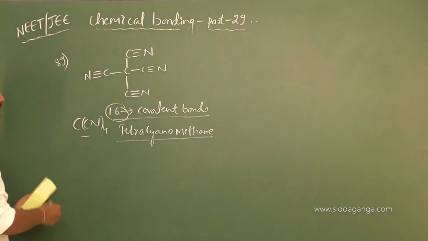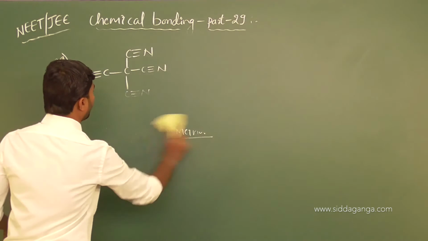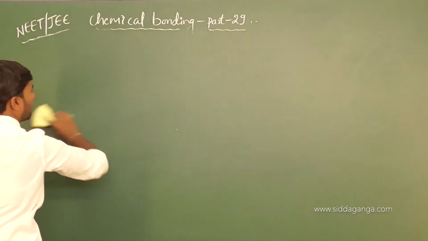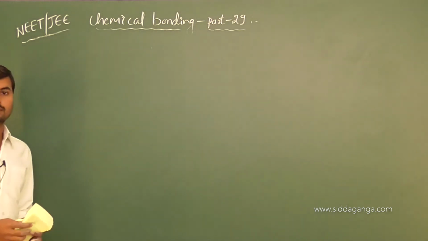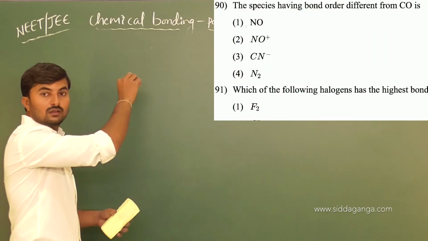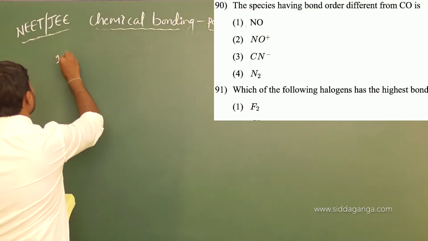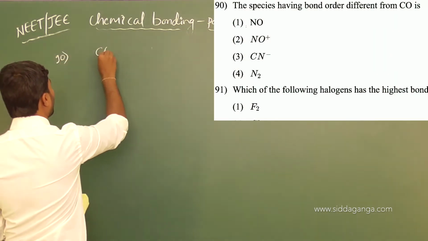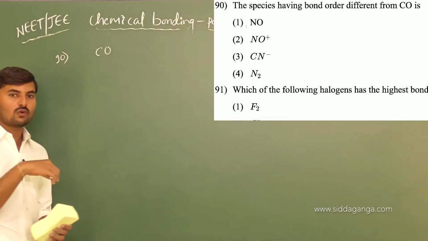Next, so the next question: the species having bond order different from CO is. The question number 90, that is the species which have the bond order different from CO.